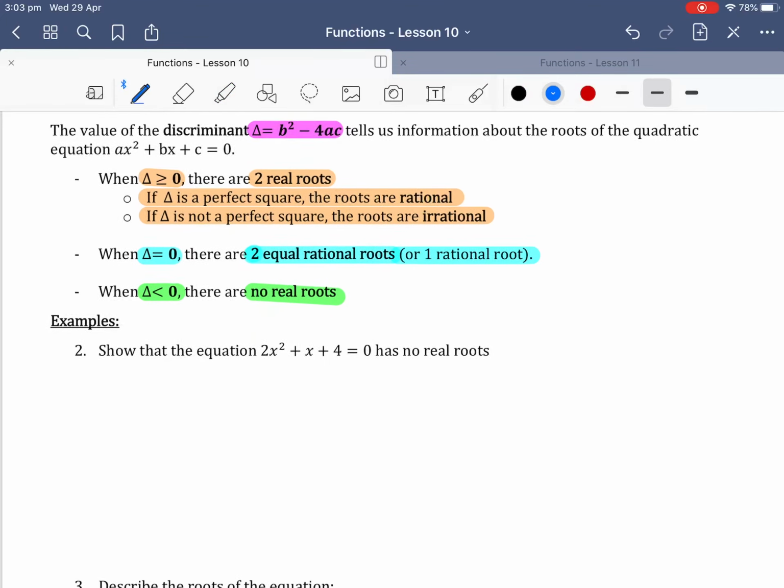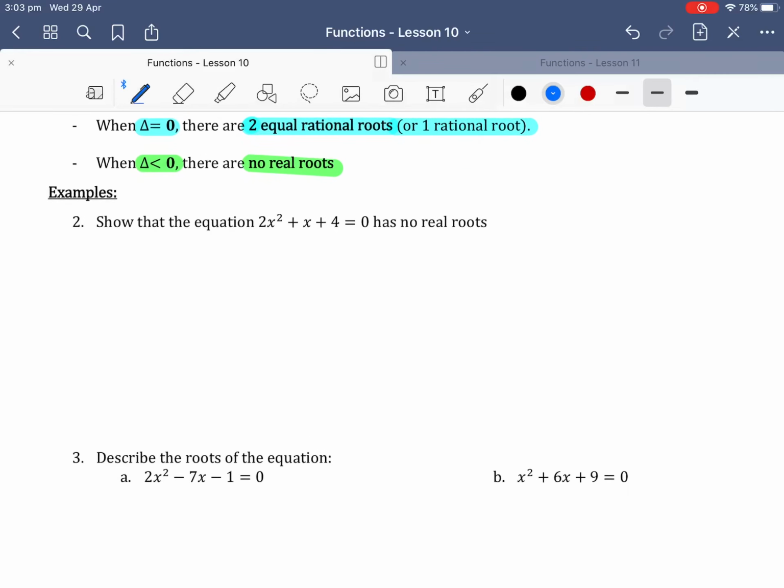So what we want to do for our example now is show that the equation 2x squared plus x plus 4 equals 0 has no real roots. So what we do, just like a quadratic equation, we say that our a equals 2, our b equals 1, and our c equals 4. And we substitute these into our discriminant.